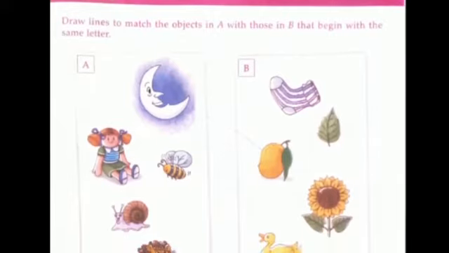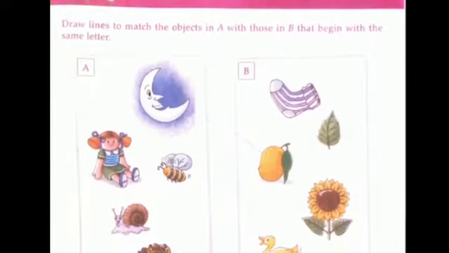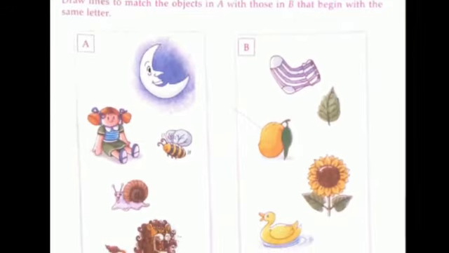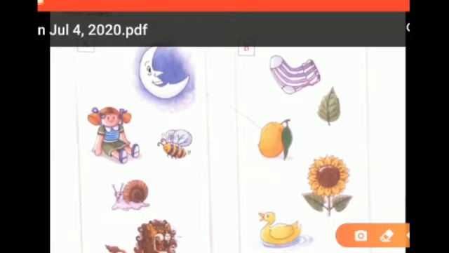Now come to the next. Look at here. Draw lines to match the objects in A with those in B that begin with the same letter. There are two columns, column A and column B. You just have to match the pictures which start with the same letter, right? Look at here. First is moon.